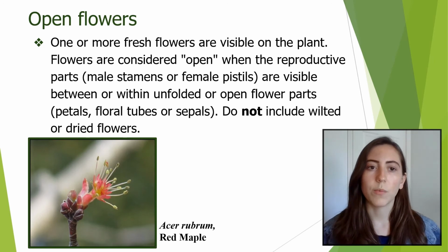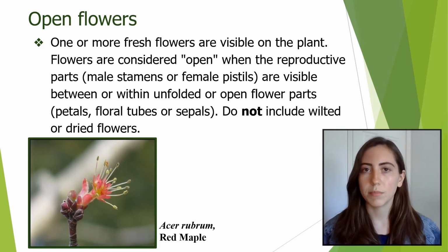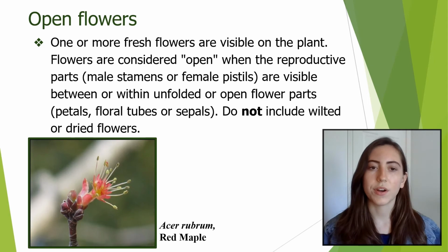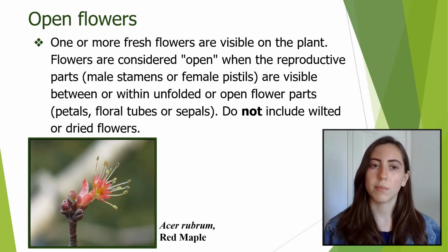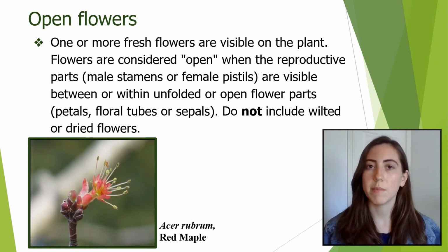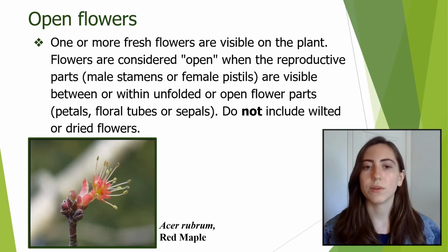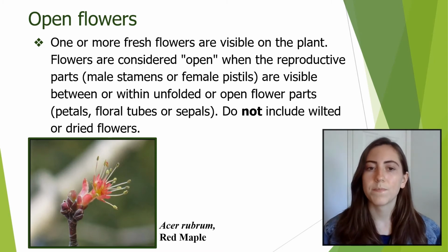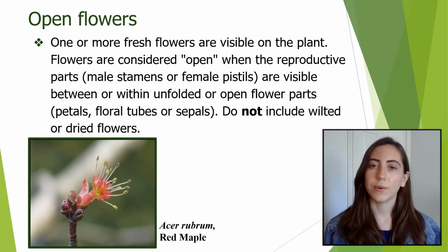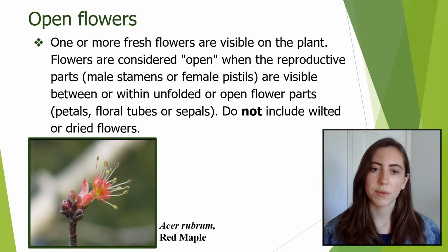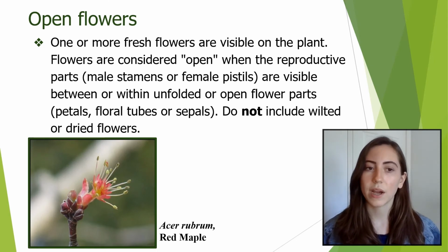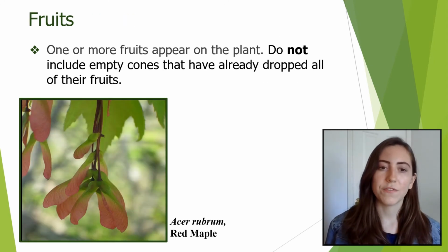They occur when one or more fresh flowers are visible on the plant. Flowers are considered open when the reproductive parts, male stamens or female pistils, are visible between or within unfolded or open flower parts, petals, floral tubes, or sepals. Do not include wilted or dry flowers. In this picture, you can see the flower is open because the green stamens in the right of the picture are visible. Number 7 is the fruit's phenophase.